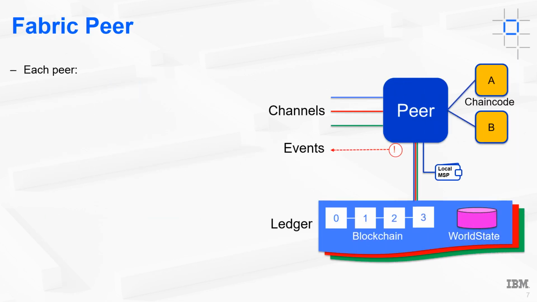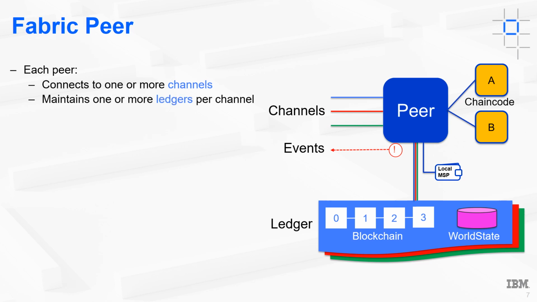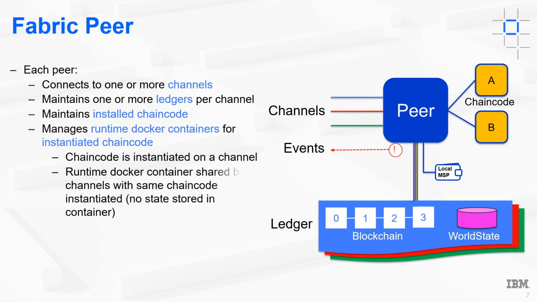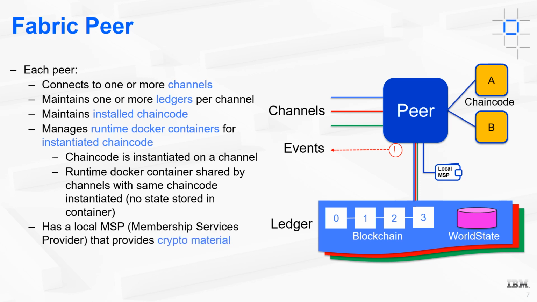Each peer connects to one or more channels. A channel is a communication mechanism between multiple peers. The peer maintains one or more ledgers; if it is connected to more than one channel, it will have one ledger per channel. It also manages the chain code installed on that peer, and the runtime Docker containers for the chain code instantiated on top of that peer. It has a membership service provider, a local MSP, which provides the crypto material, and it emits events to the client application.